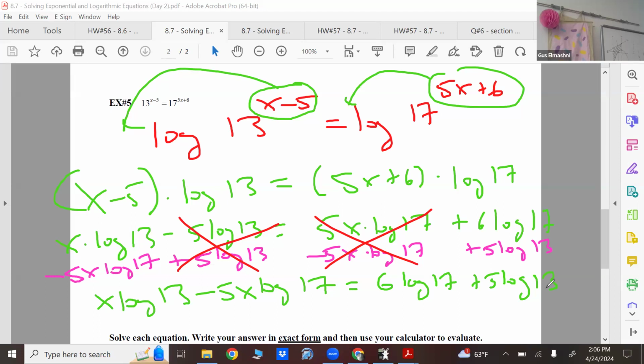Then anything that had an x, I moved to the left side. So 5x log 17, I moved to the left side. So I subtracted both sides by 5x log 17. I did the same treatment on each side, and these cancel out because they're inverses of each other. And then here I decided to add 5 log 13 to anything that's not x and move it to the right side. So if that was negative 5 log 13, I added 5 log 13. So I added to this. I was just trying to be more detailed. Maybe that was a little more confusing. Maybe I shouldn't have done that. Maybe I should just erase that so it's not confusing.